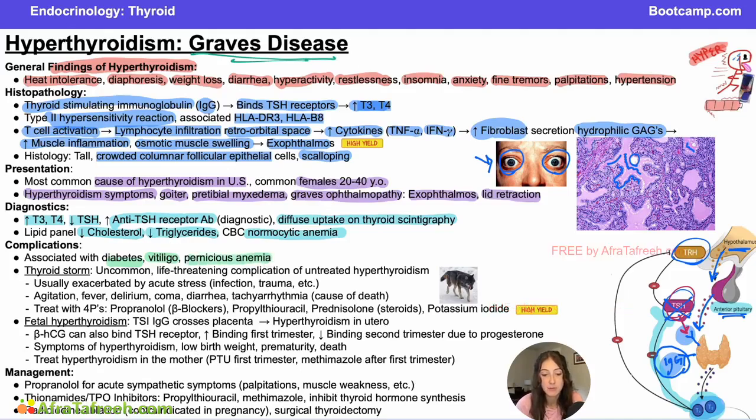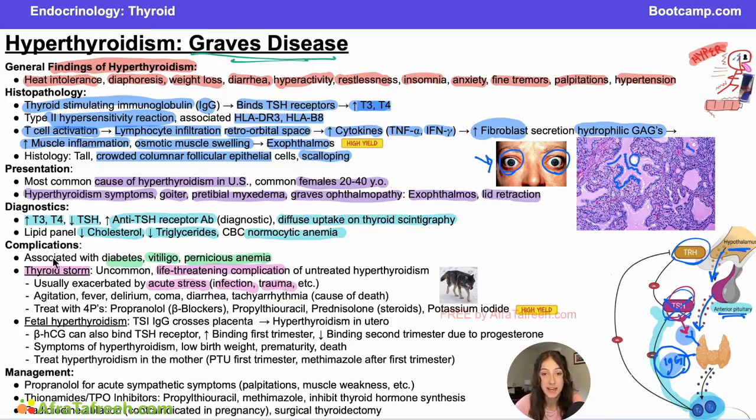And then there are several really important dangerous disease states that you need to look out for in patients with Graves' disease, the first of which is thyroid storm. So thyroid storm is pretty uncommon, but it's essentially a really acute, really dramatic hyperthyroidism. It is a life-threatening condition of untreated hyperthyroidism. It's usually brought on by acute stress, and that can be anything like an infection or a trauma, some other disease process that is exacerbating the acute hyperthyroidism.